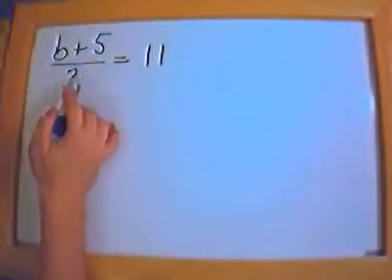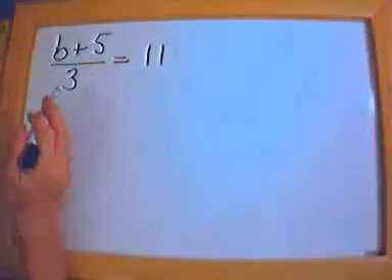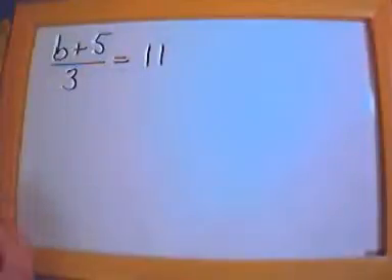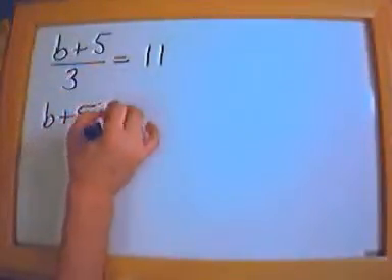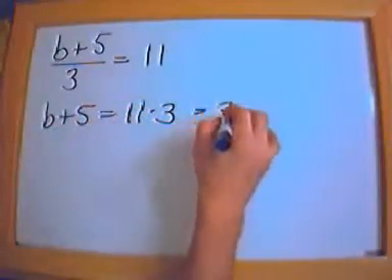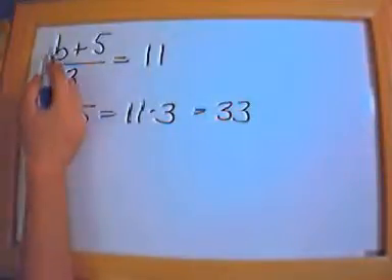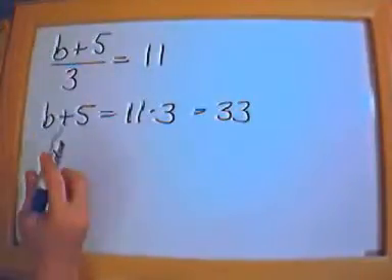And since this whole thing's divided by 3, the way you get rid of the 3 is by multiplying by 3. And if you multiply this entire left side by 3, the 3's are going to cancel. So they're going to disappear. So you're going to be left with b plus 5 is equal to 11 times 3, which is 33. Now remember, I've multiplied both sides by 3, and then it allows the 3's to drop out because 3 divided by 3 is 1. So now to get b by itself, it's very simple.